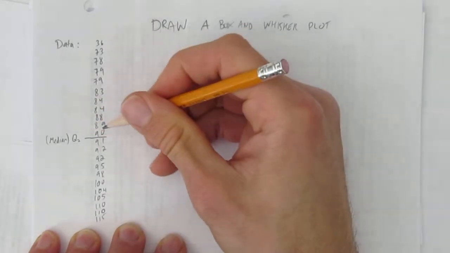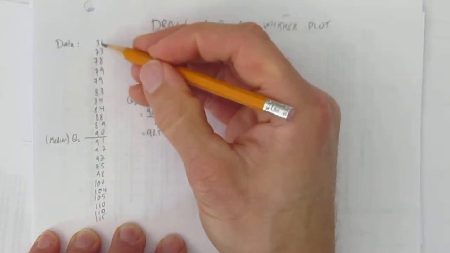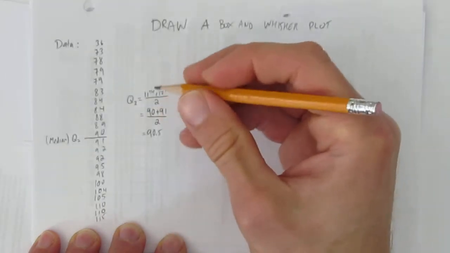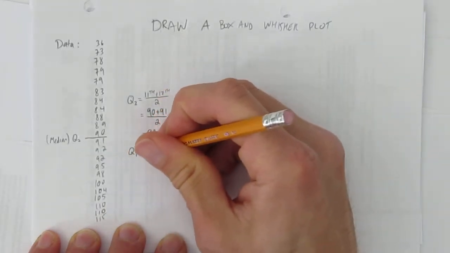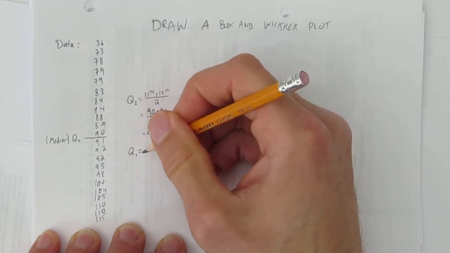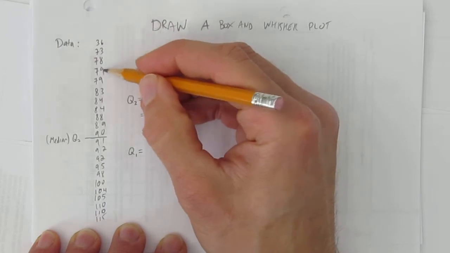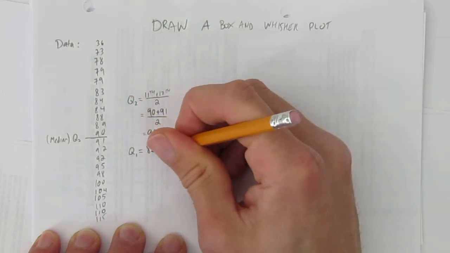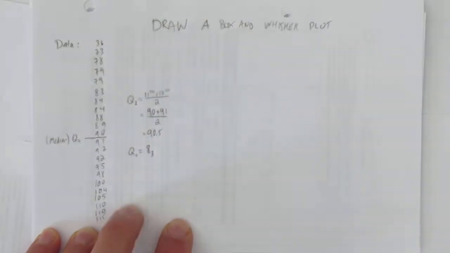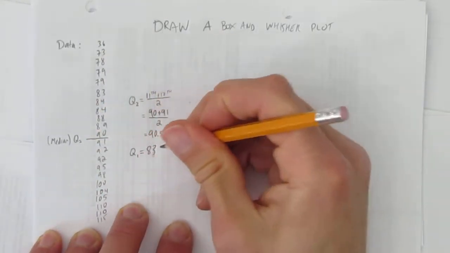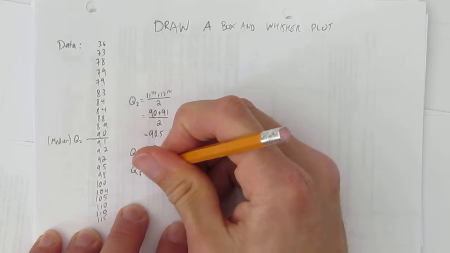Now I have to take the bottom half of the numbers. There are 11 numbers in the bottom half. To calculate Q1 with 11 numbers, it's just going to be the middle number, which is the 6th number. So Q1 is 83.